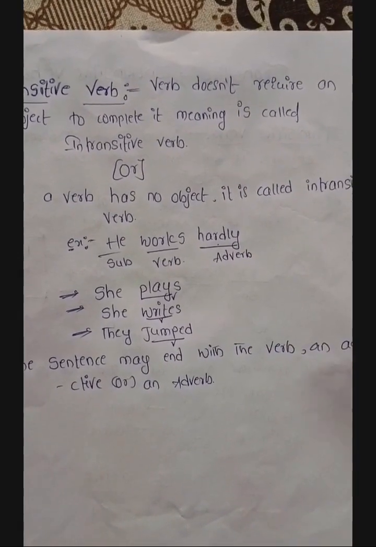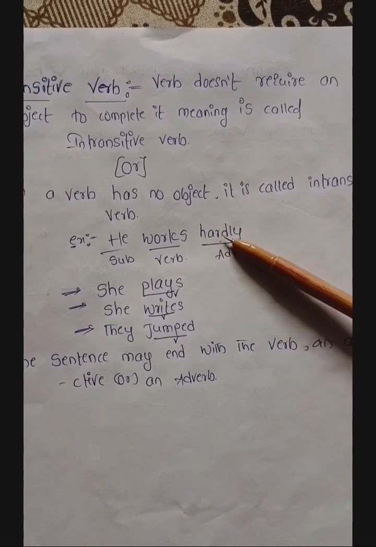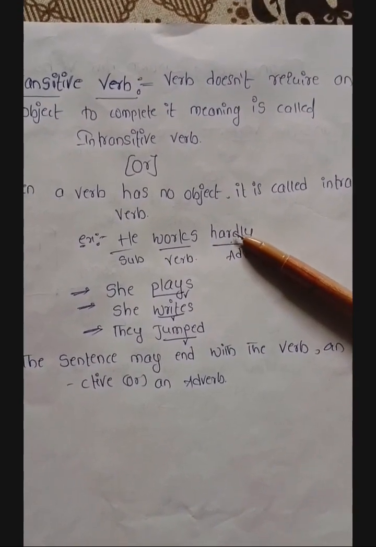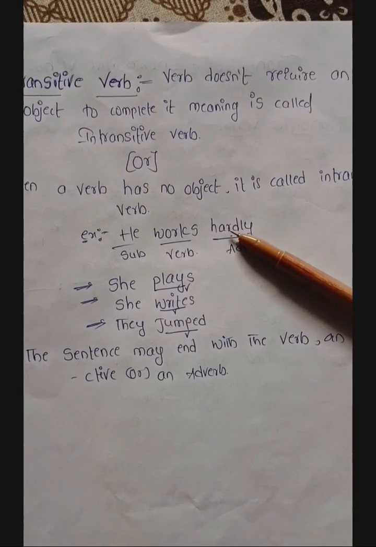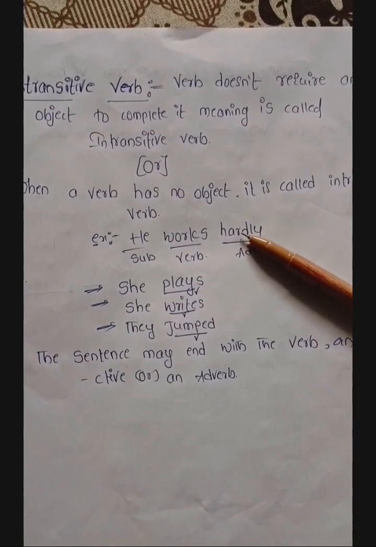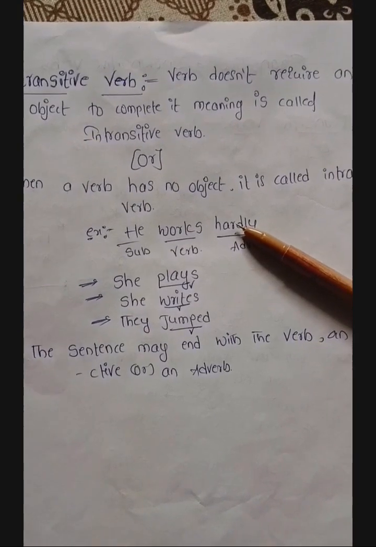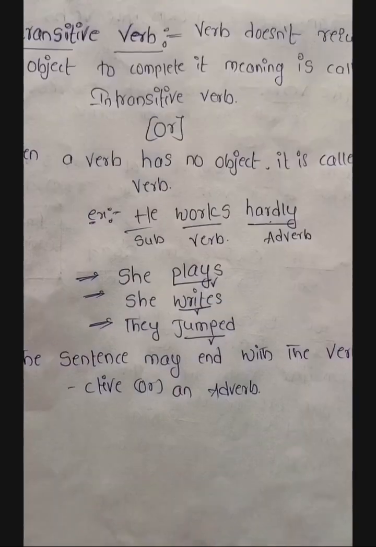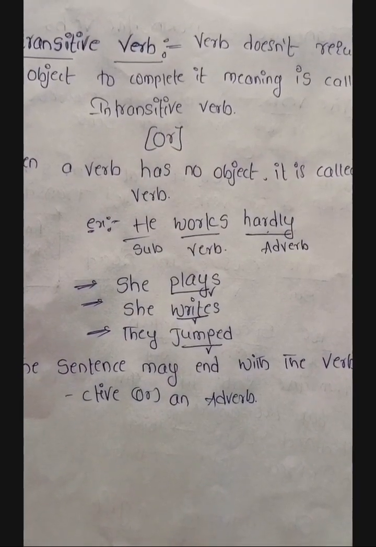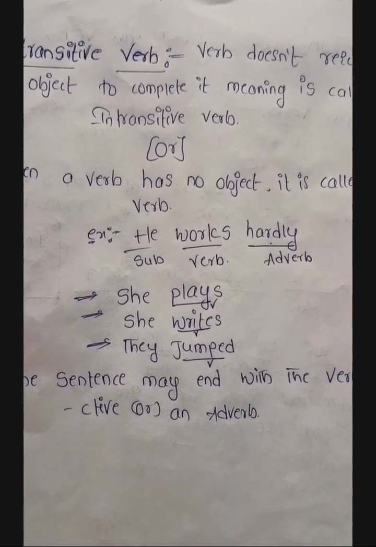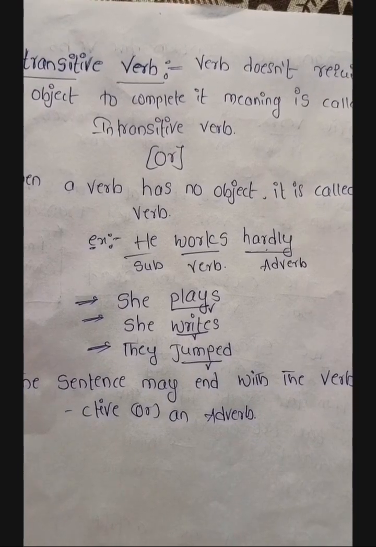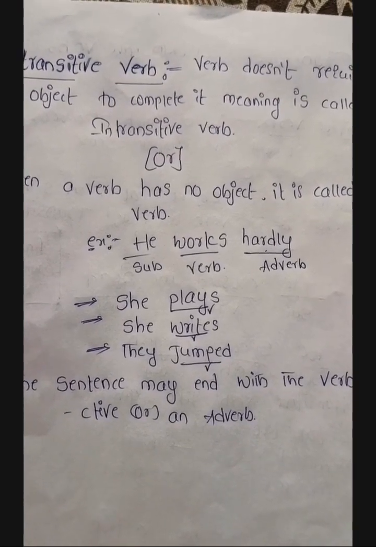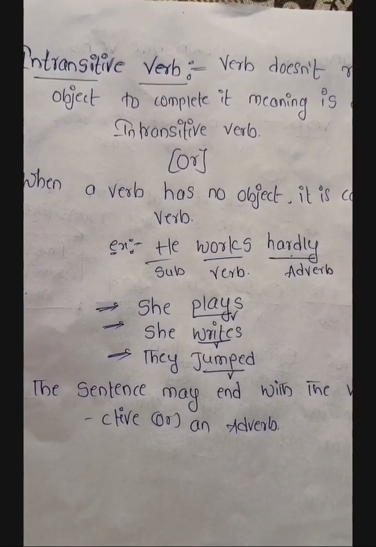We can also find whether it is an object or not by framing a question with what and whom. Let's see. What does he work? We are not getting the answer hard. Then we'll try with whom. Whom does he work? Here also we are not getting an answer with whom. Then we'll get hard as an answer by framing a question with how. How does he work? Hard. But we didn't get any answer by framing a question with what and whom. So it is not a transitive verb. It is an intransitive verb.